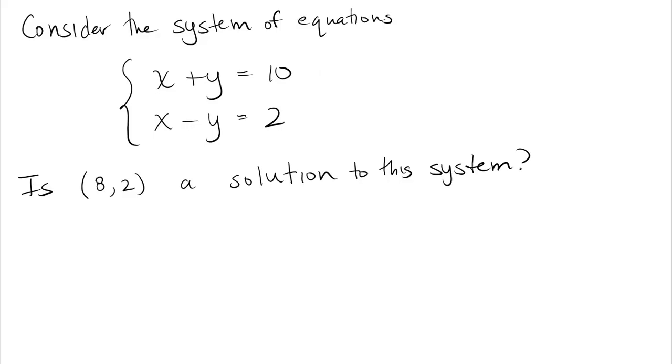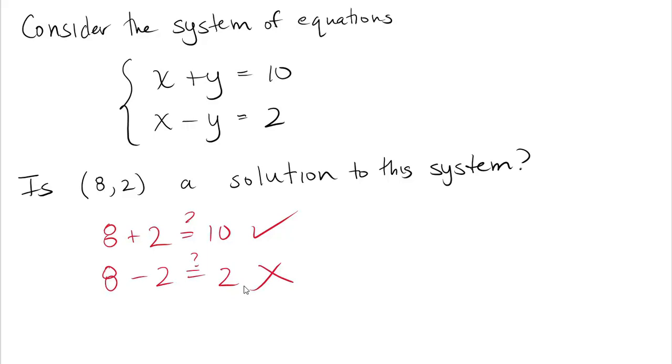There's a question asked here. Is the ordered pair (8, 2) a solution to this system? That is, does the input 8 for x and 2 for y make every equation true? Well, when we check it in the first equation, we get 8 plus 2 is equal to 10, and yeah, that's true. In the second equation, we get 8 minus 2 equals 2. That's a false statement. That's not true.